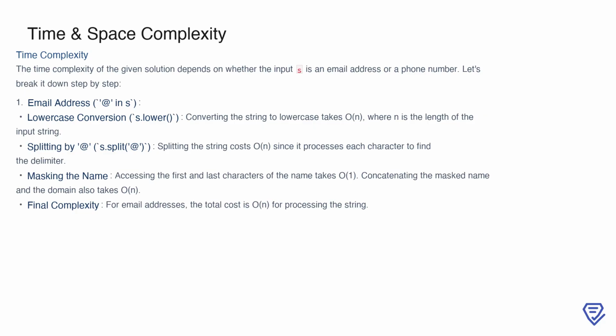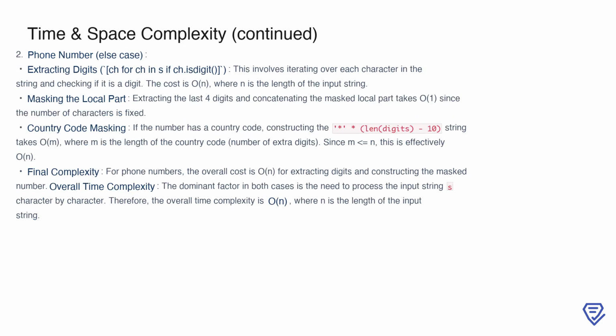the delimiter. Masking the name involves accessing specific characters and concatenating strings, which is efficient and takes O(1) for character access and O(n) for concatenation. When we combine these steps, the total time complexity for processing an email address is O(n). This is because the dominant operations involve traversing the string, making the processing linear in time with respect to the input size. For phone numbers, the process begins by extracting digits from the input string.